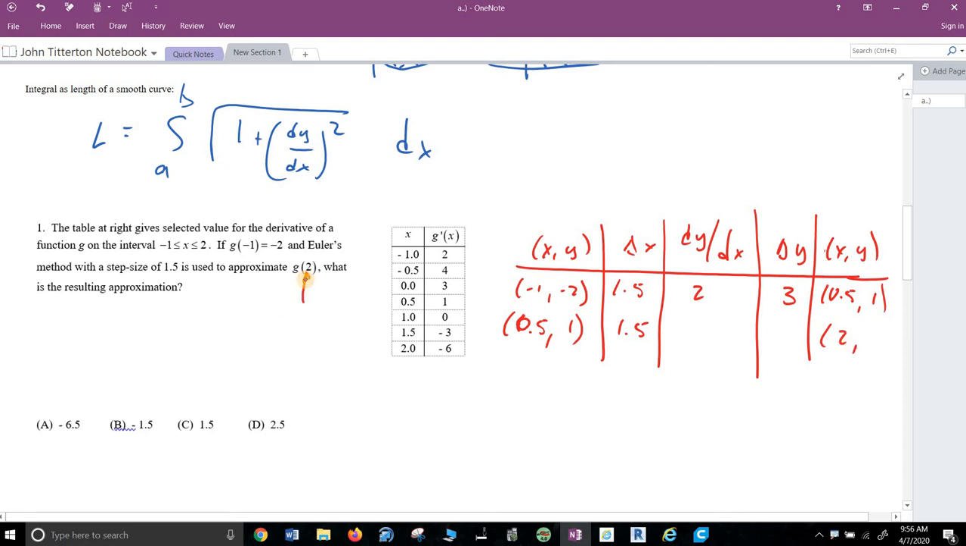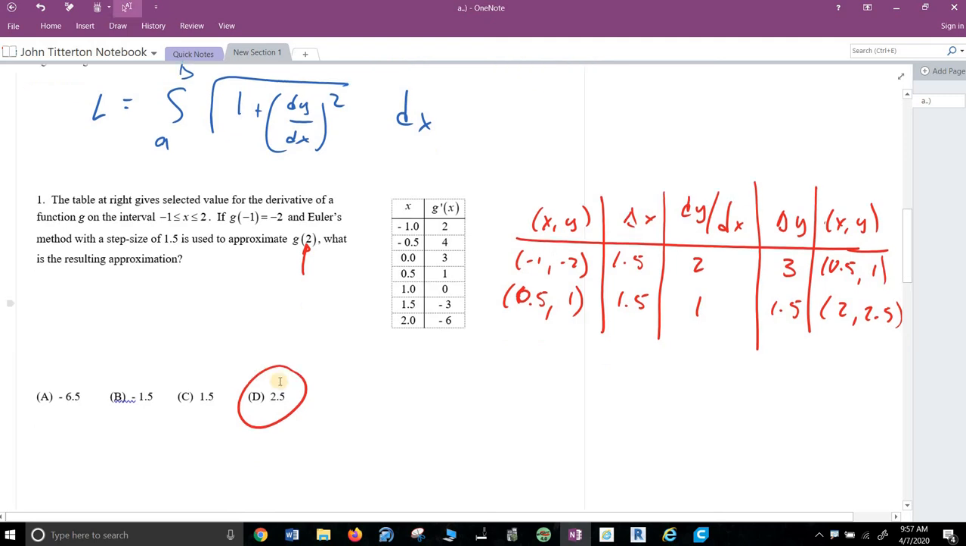Hey, what happens when you get to 2? dy/dx at 0.5 is 1. Multiply by 1.5, add to 1, get 2.5. And there's your answer. Hey, I got it right. Very cool.